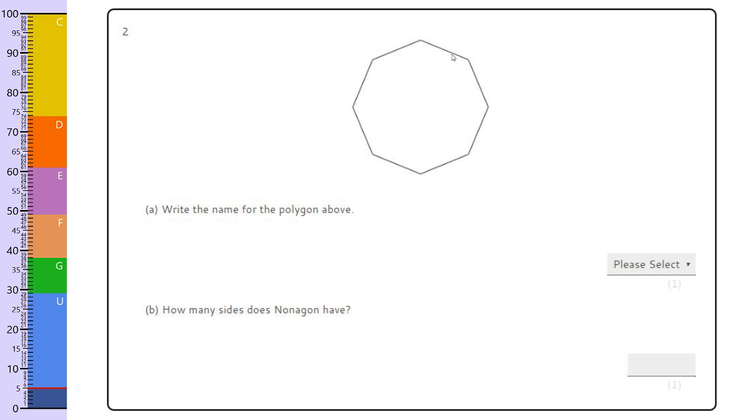Okay, so what is the name of the polygon? What I'm going to do is count the sides, but I'm going to put a notch next to them so I know I've counted it. So 1, 2, 3, 4, 5, 6, 7, 8. Okay, so I know that 8 sides is an octagon. And how do I know that? Well, an octopus has 8 legs, so octopus is 8.